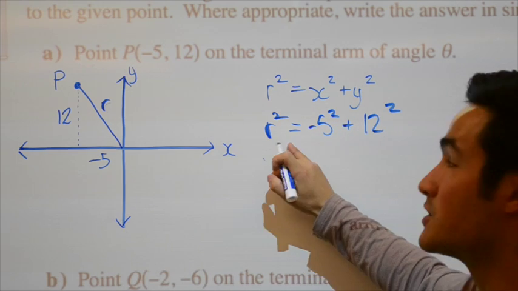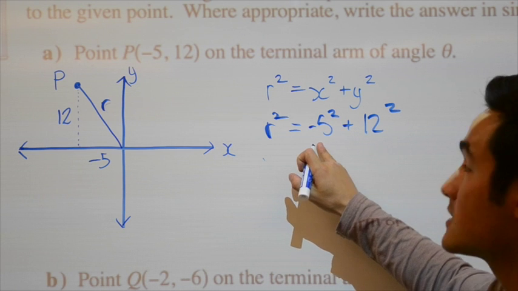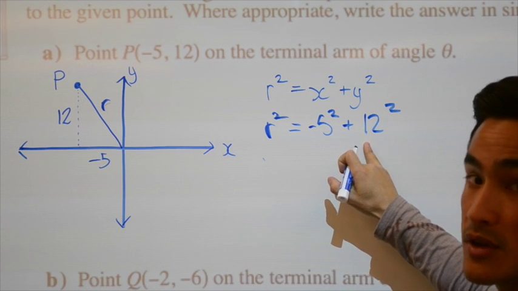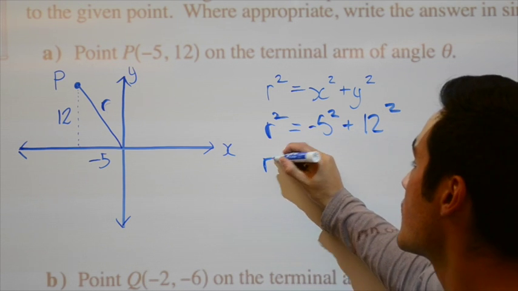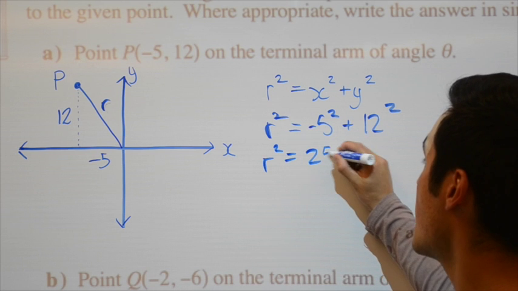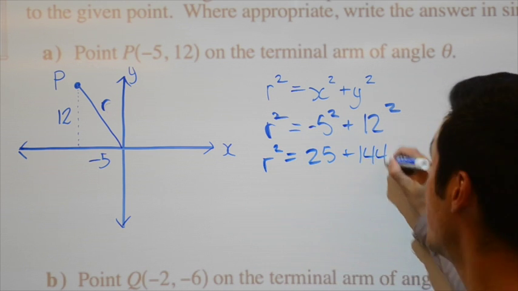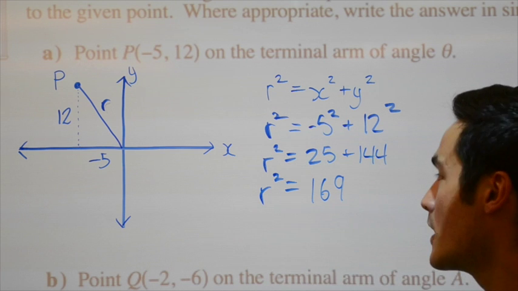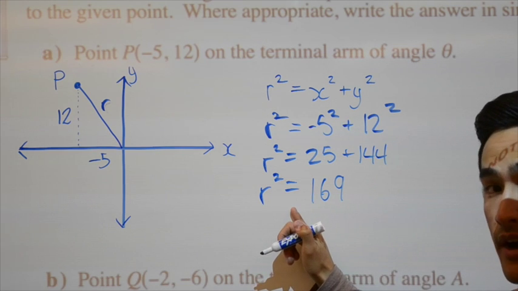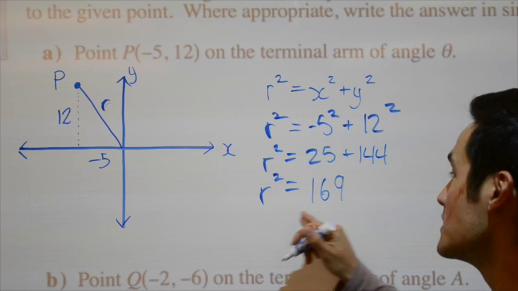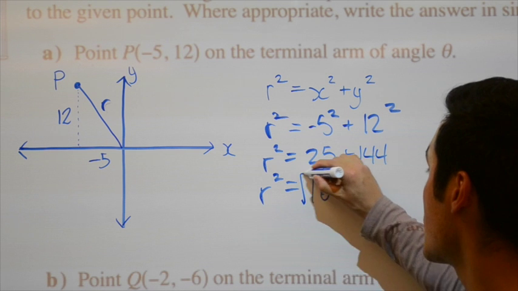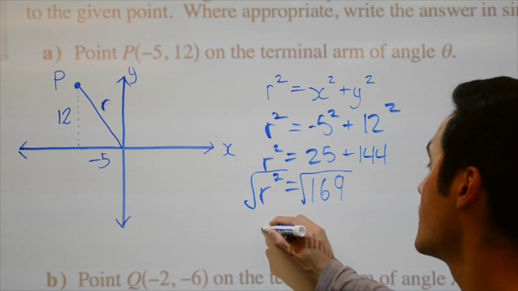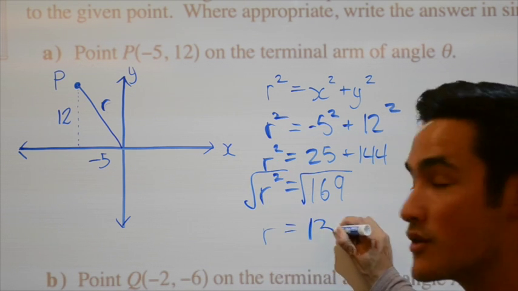So r squared is equal to -5 squared, being x, plus 12 squared, being y. Therefore, r squared is equal to 25 plus 144. r squared is equal to 169. Remember, this gives me r squared, it does not give me r. And so in this case, I'm going to have to take the square root of both sides, and r is going to be 13.